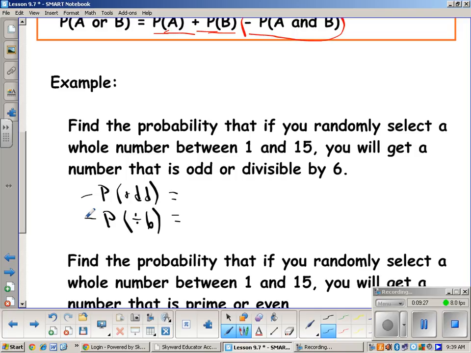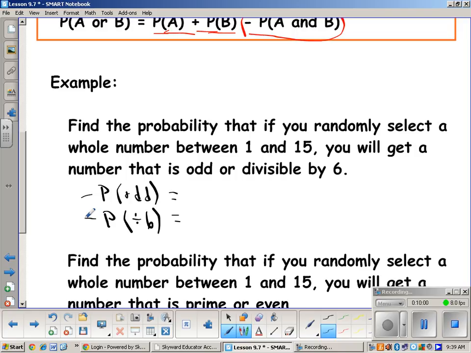What are the multiples of 6? 6, 12, 18, 24, 30, 36, 42, 48, 54, right? They're all going to be even numbers, aren't they? Okay? The reason they are is because we're talking factors, and it has a 2 in it, and everything that has a factor of 2 is going to be even, right?